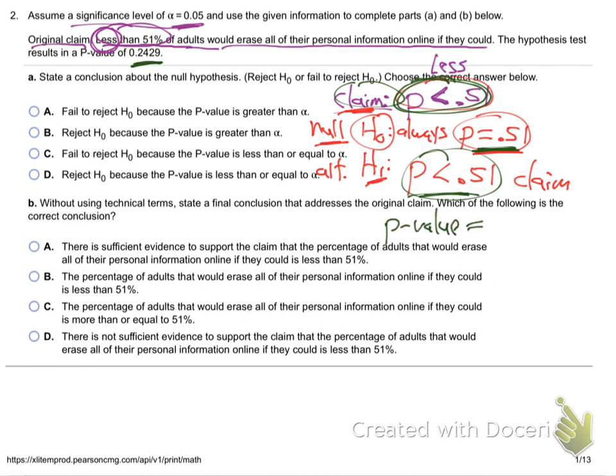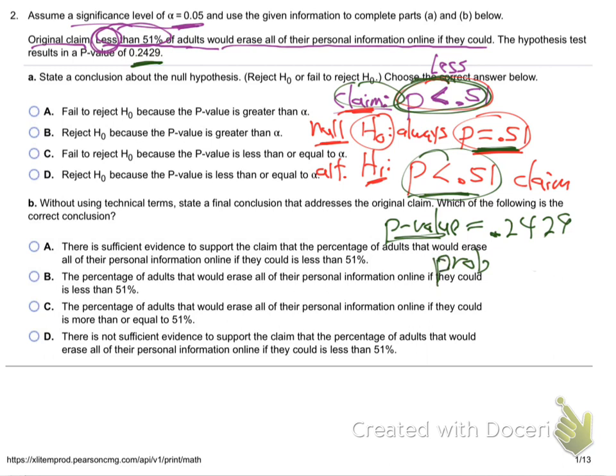P-value of 0.2429. What is that? That's move the decimal two places to change it to a percentage. You don't have to, but that's 24%. You don't need to change it to a decimal. I probably shouldn't even mention that. Just keep it as it is. It's fine. What does p-value stand for?